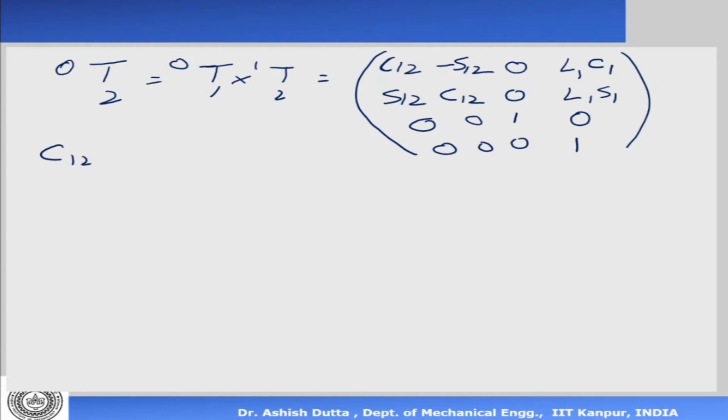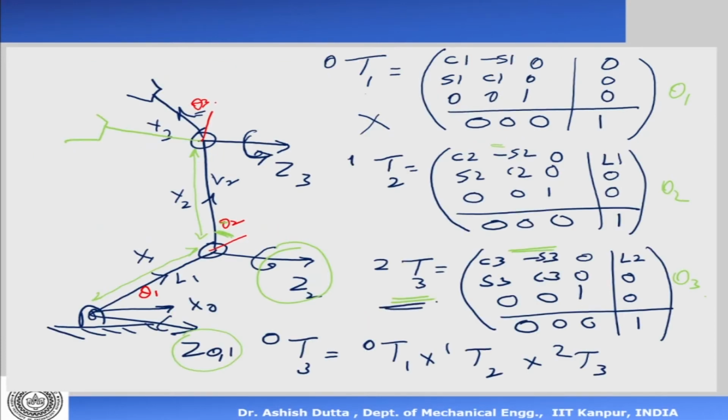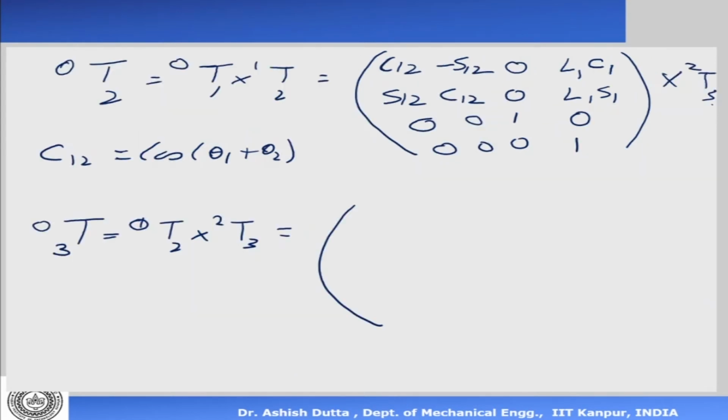So cos 12 means cos of theta 1 plus theta 2. Similarly, sin 12 means sin of theta 1 plus theta 2. I'm writing it in short. Then we continue: multiply to get 0 to 3, so it becomes T0 to 2 into T2 to 3. You take this matrix and multiply it into T2 to 3. What is 2 to 3? 2 to 3 is this matrix. Now multiply similarly, and you can multiply and see by yourself.